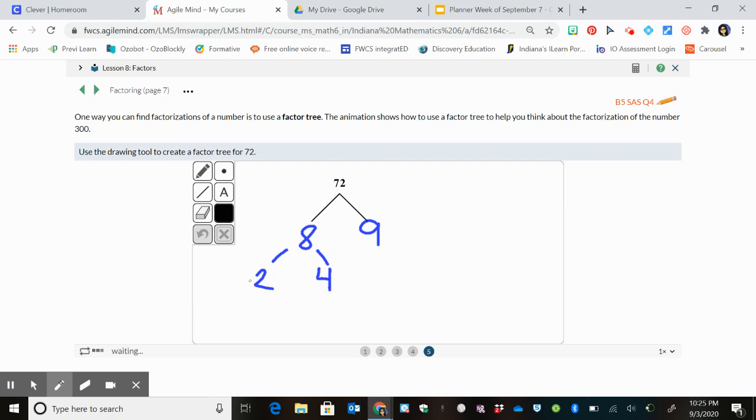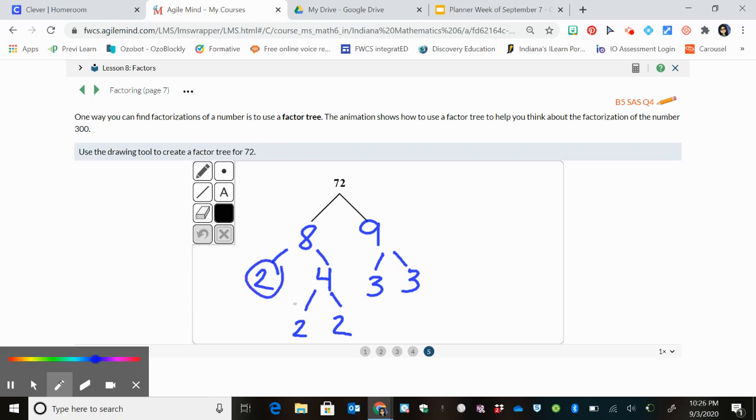2 is prime, so I can't divide it anymore because 1 times 2 is how you make 2. But I can break apart 4 into 2 times 2. So now all of my tree for 8 is done because I'm down to all prime numbers. So let's move on to 9. I know that 3 times 3 makes 9. So I can't divide that anymore because 3 is prime. 1 times 3 are the only numbers that make 3.